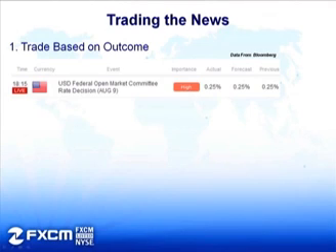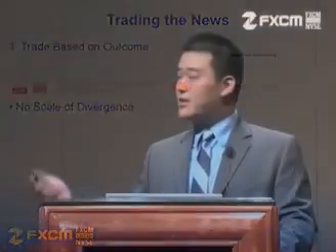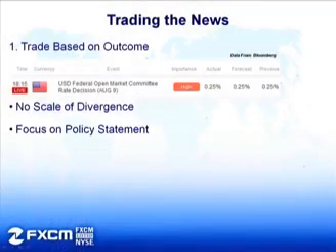So, in essence, this is slightly different. Why? Because unlike the non-farm payrolls report where we're waiting for a number print, essentially we were waiting for the Fed to hold the benchmark interest rate steady at 0.25%, which came across and was in line with expectations. So, what can we really look for in the FOMC interest rate decision? No real scale of divergence here. Why? Because we already expect the Fed to keep the benchmark interest rate steady. At the same time, we want to focus on the policy statement because we don't have that scale of divergence here with the FOMC interest rate decision.